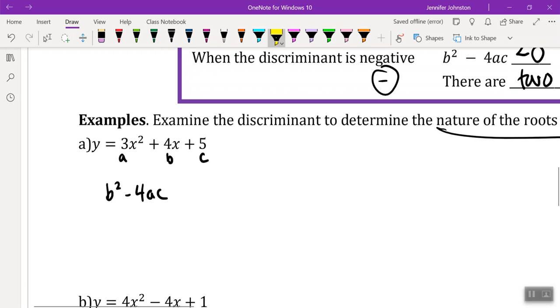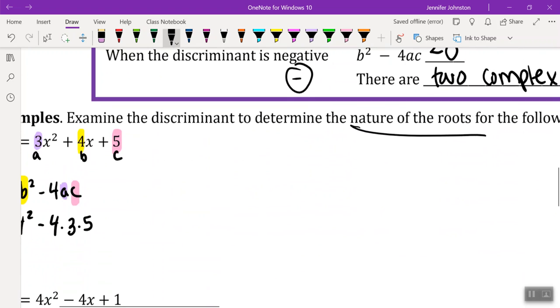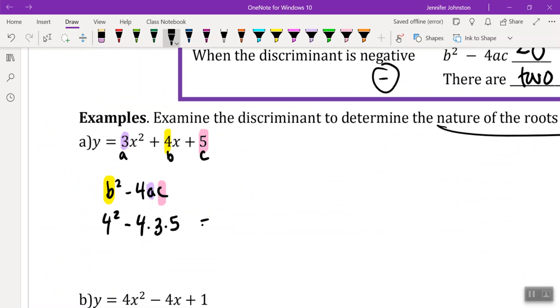All right, so let's put in b for b, a for a, and c for c. Okay, so we've got 4 squared subtract 4 times 3 times 5. It looks like we have 16 over here and a bigger number over here that's being subtracted. Could you guess what you're going to get? All right, so we get 16, and then 4 times 3 is 12, times 5 is 60, so we're going to subtract 60. So here we're definitely going to get a negative value.